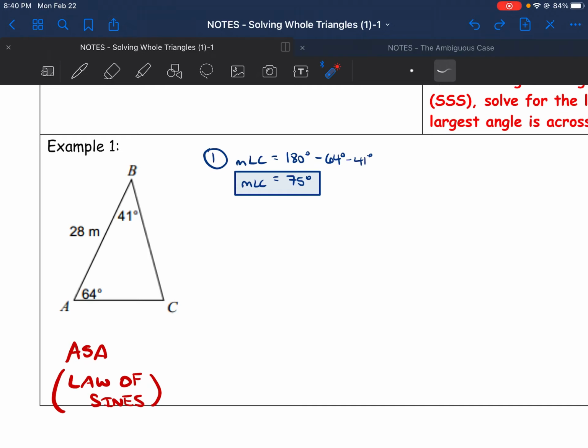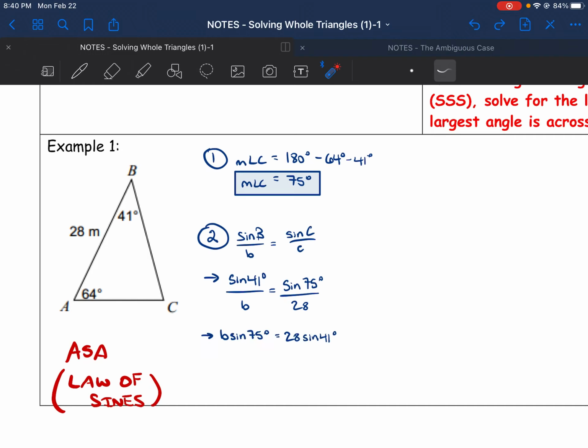Now that we have the measure of angle C to be 75 degrees, we can start finding either side A or side B. I decided to go ahead and find side B, so I set it up as the sine of angle B over side B equals the sine of angle C, which we now know to be 75 degrees, over side C. Plugging in the pieces, we're going to go ahead and cross multiply. So B times the sine of 75 equals 28 times the sine of 41. Divide both sides by the sine of 75 degrees, and we get that B is going to be equal to 19.02 meters after we round it to the nearest hundredths.